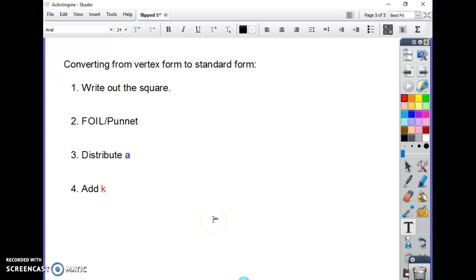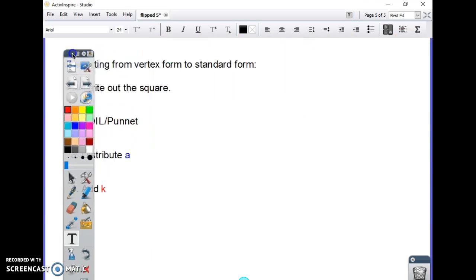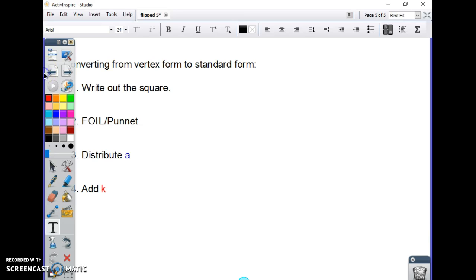So we talked about vertex and standard form in class, but now we're going to go through and see how you convert from one form to another. All right, so this guy over here. What I have here is a step-by-step walkthrough.